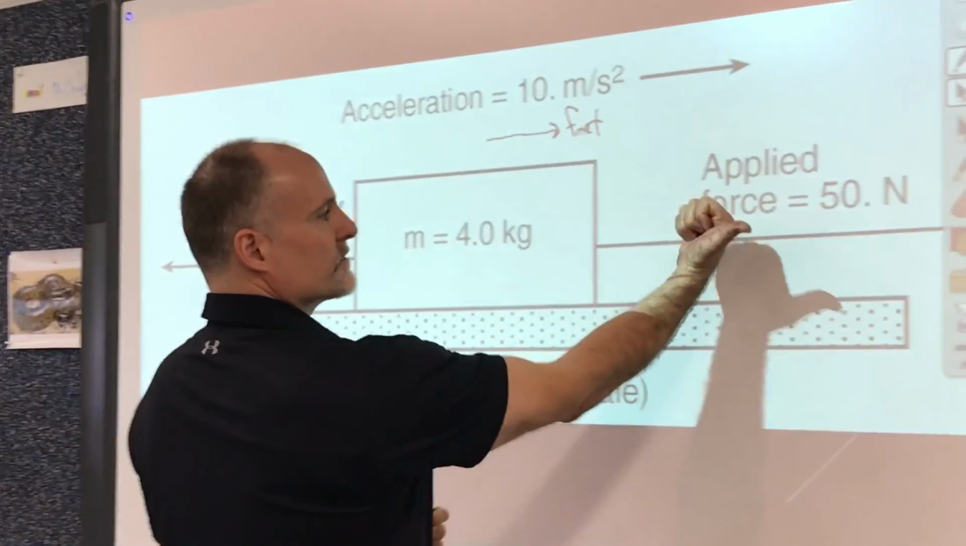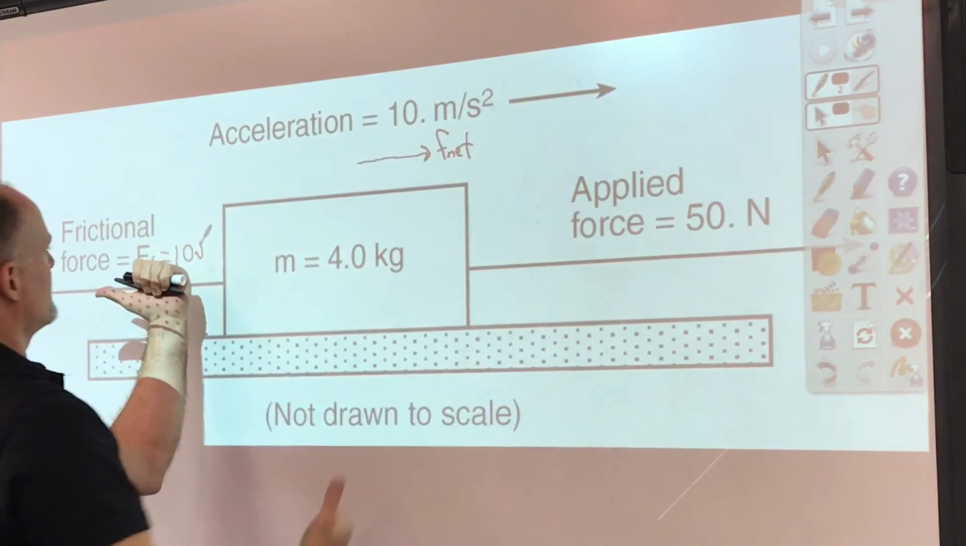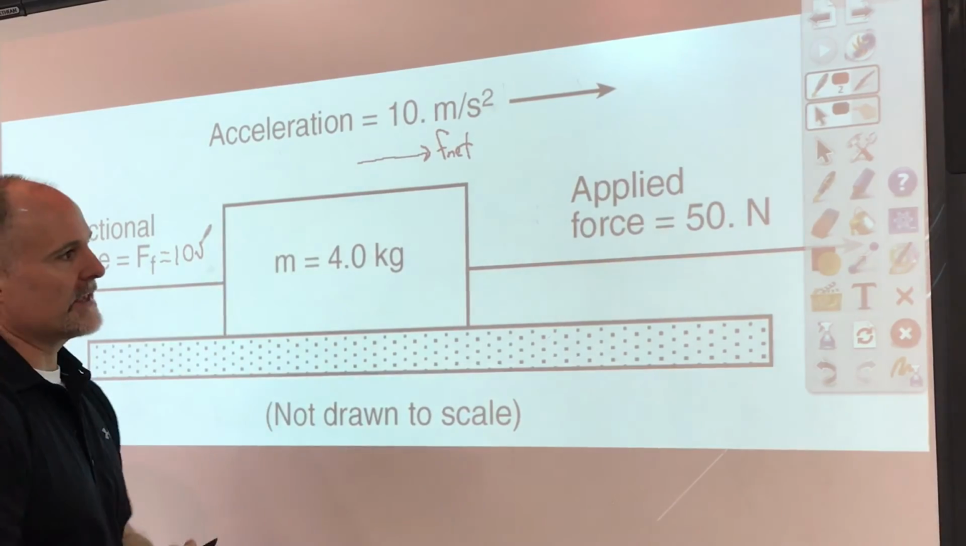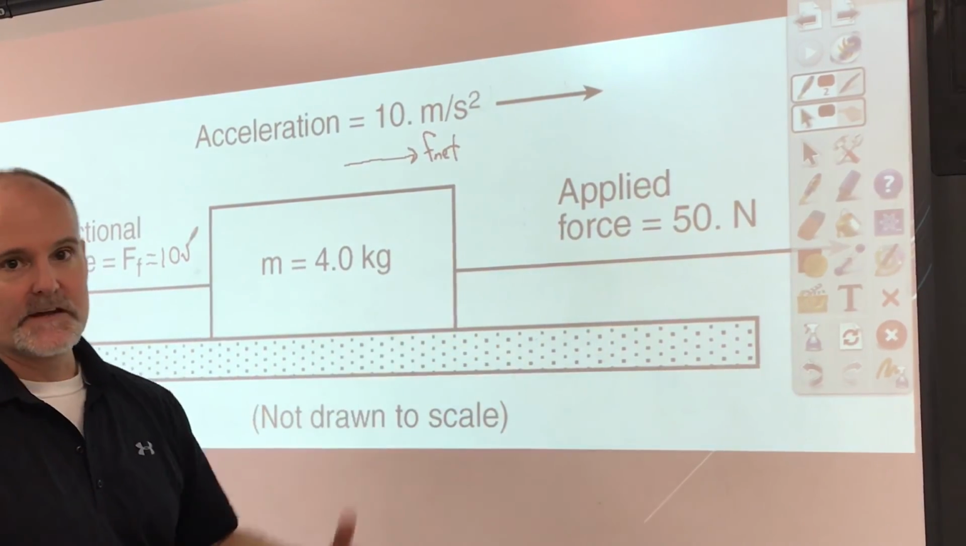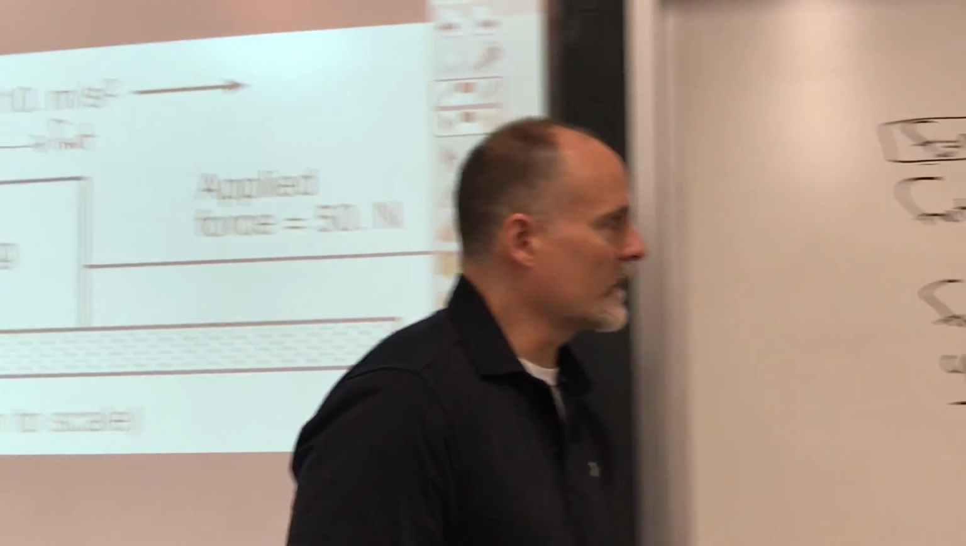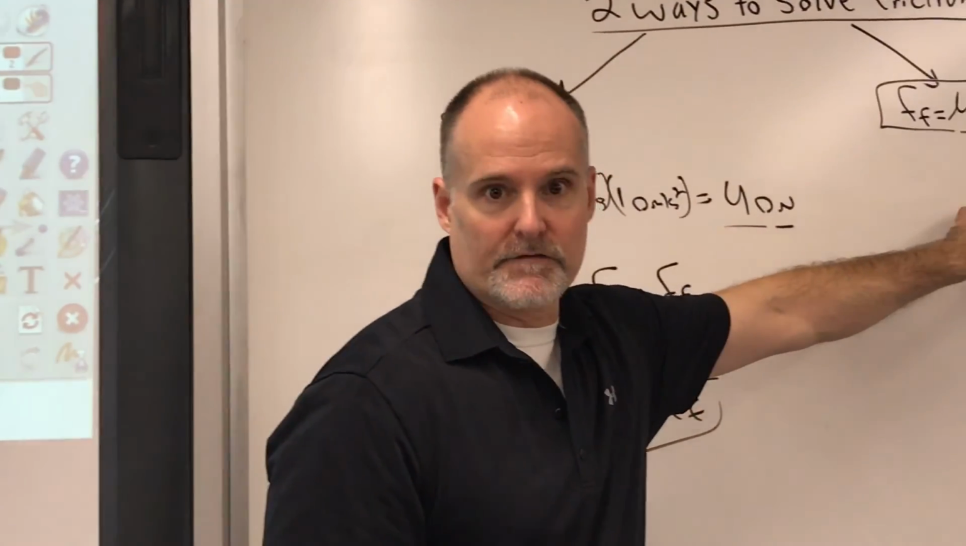If I have a force vector going to the right and I subtract my friction, 50 minus 10, will that give me 40 to the right? And the answer is yes. Okay, next order of business, we're going to talk about the second method to quantify friction.